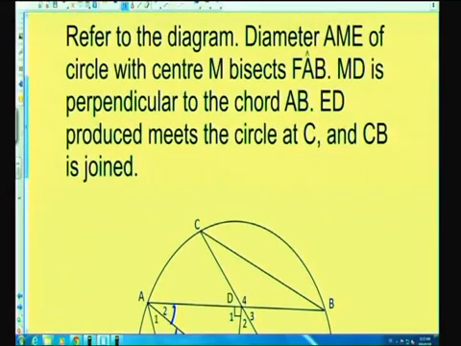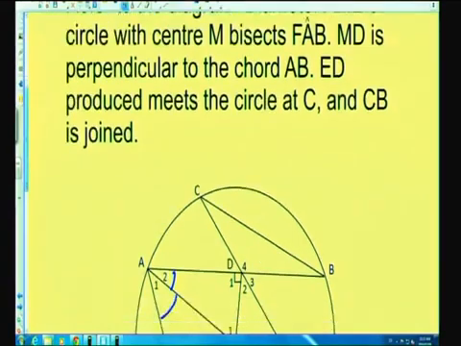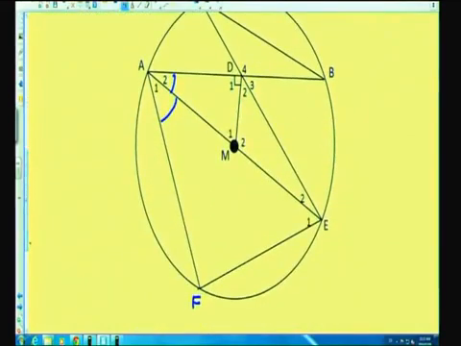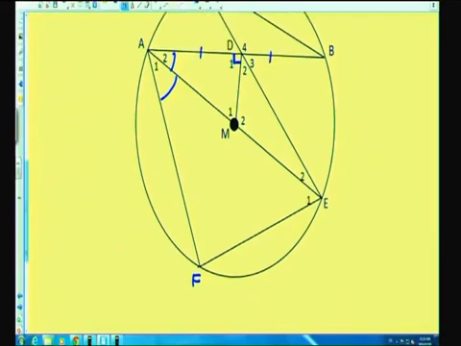MD is perpendicular to the chord AB, and ED is produced to meet the circle at C, and CB is joined. I think those are all clear enough. Okay, so you can see, look over here. We have our little friend again. Center of the circle, perp to the chord. We know already that that will equal that, but we'll worry about that shortly. I'm sure it's one of the questions.